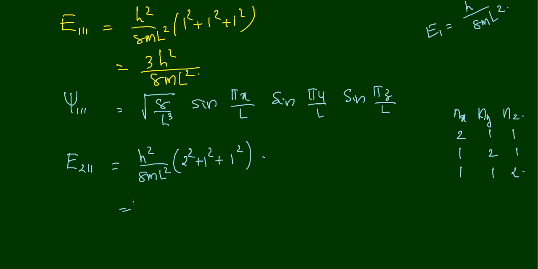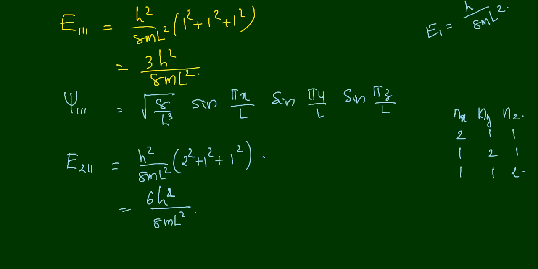So we have 6h square divided by 8 mL square. So when one of the quantum numbers is increased to the next higher number, then the value is 6h square divided by 8 mL square. It means it is 6 times the energy of the particle in the one-dimensional box. Okay. So, the ground state was 3 times the energy of a particle in a one-dimensional box. The next higher energy is 6 times the energy of a particle in a one-dimensional box, 6h square divided by 8 mL square. This is the case of E211, right?